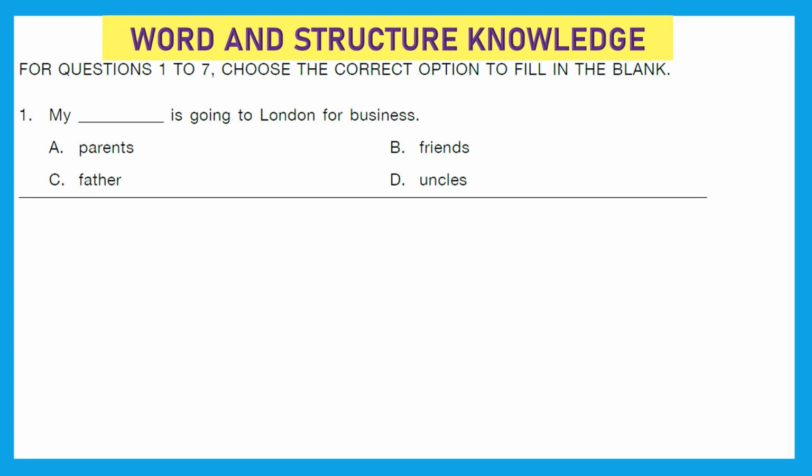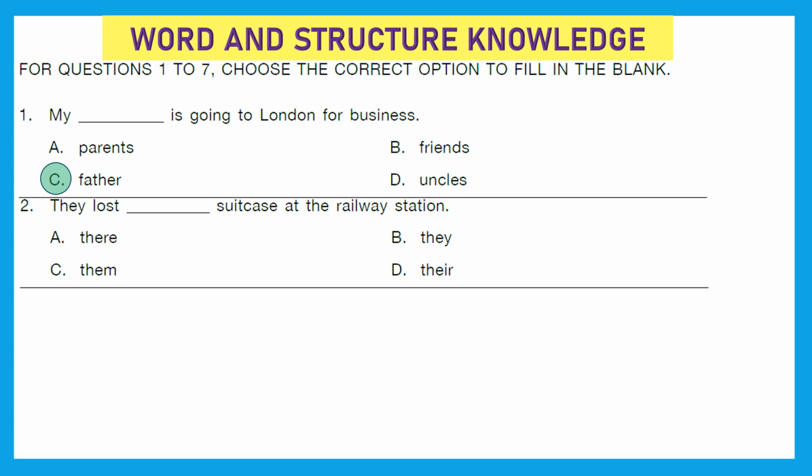For questions 1 to 7, choose the correct option to fill in the blank. First, my dash is going to London for business. Is it parents, friends, father, or uncles? Now here, see very closely that we have used is, and we use is only with a singular noun. So which option is singular over here? It's option C, father. My father is going to London for business.